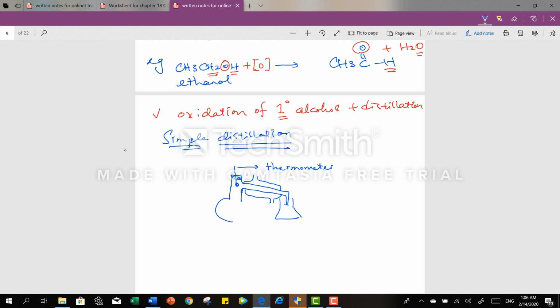Okay, so this is water in. Now remember, water in is at the bottom. This is water out. So as to make sure the whole condenser is filled with cold water to maximize the condensation efficiency. And here, for example, we have ethanol, and then we have acidified dichromate solution, and then you can add some anti-bumping granules.